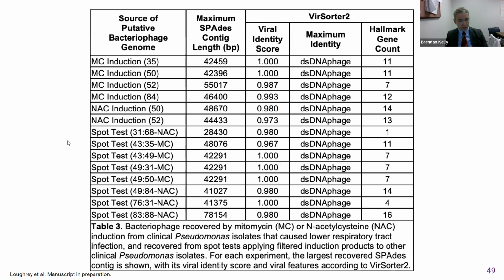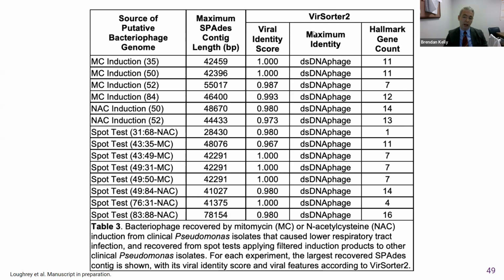We characterized the presumed bacteriophage that we identified by this method, either by mitomycin C induction or NAC induction, by plaque forming assays and spot testing on other Pseudomonal isolates. We extracted the DNA, we performed shotgun metagenomic sequencing, and because some of these phage are not well characterized, we did de novo sequence assembly, and we got these really nice circular genomes, putative genomes of about 30 to 50,000 bases, which is consistent with what we think of as a typical Pseudomonas bacteriophage size.